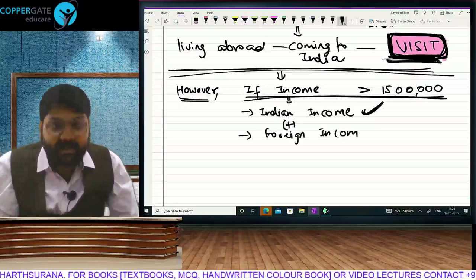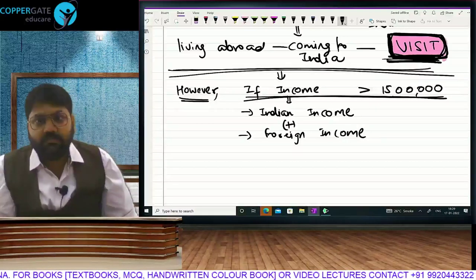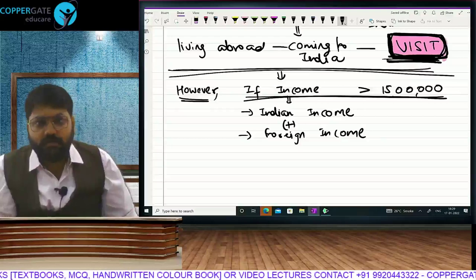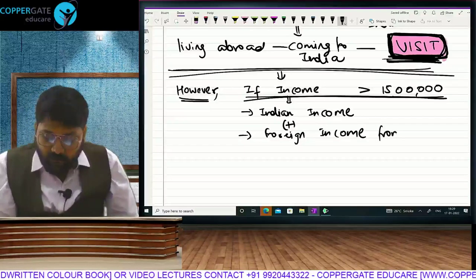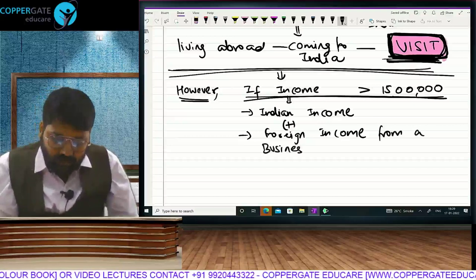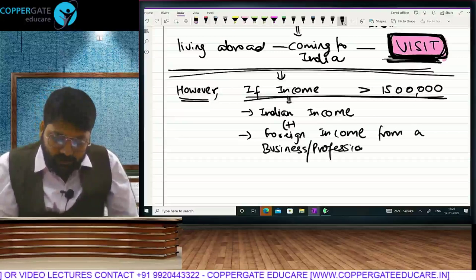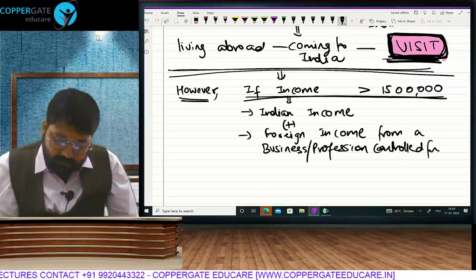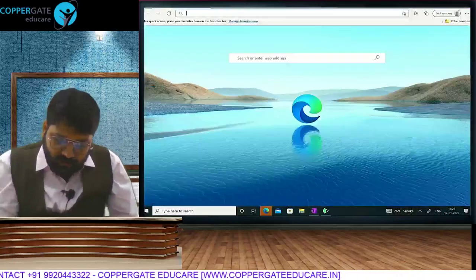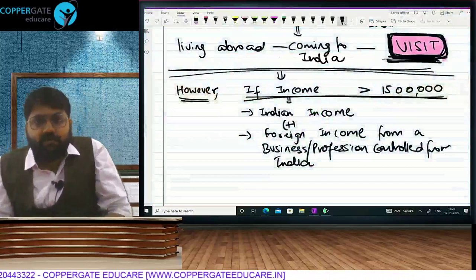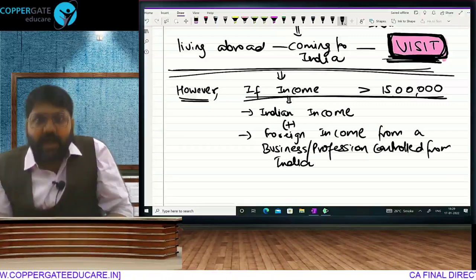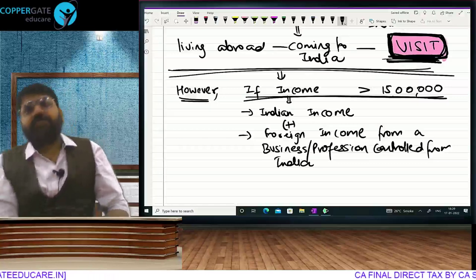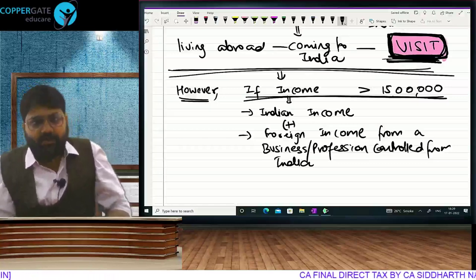And your foreign income. He is staying outside India now, so where is he going to earn income majorly? Foreign. But if earned from a business or profession which is controlled from India, such as a head office, holding company and subsidiary company, where one company controls another by holding more than 50% ownership and the control is being done from India, then that foreign income will also be included in the total.